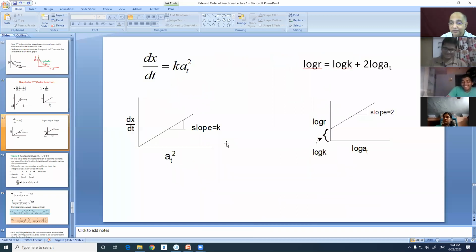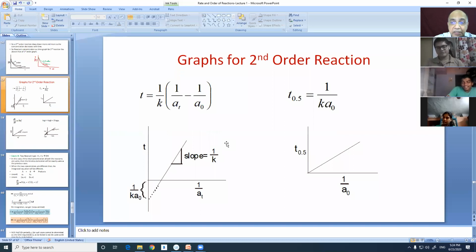Now the graph. To save time I am doing this, but next time I'll ask you in a different way. Now look to this equation. These are the graphs for second order. Look to this equation, the original equation for the second order: t is equal to 1 by k into 1 by At minus 1 by A0.